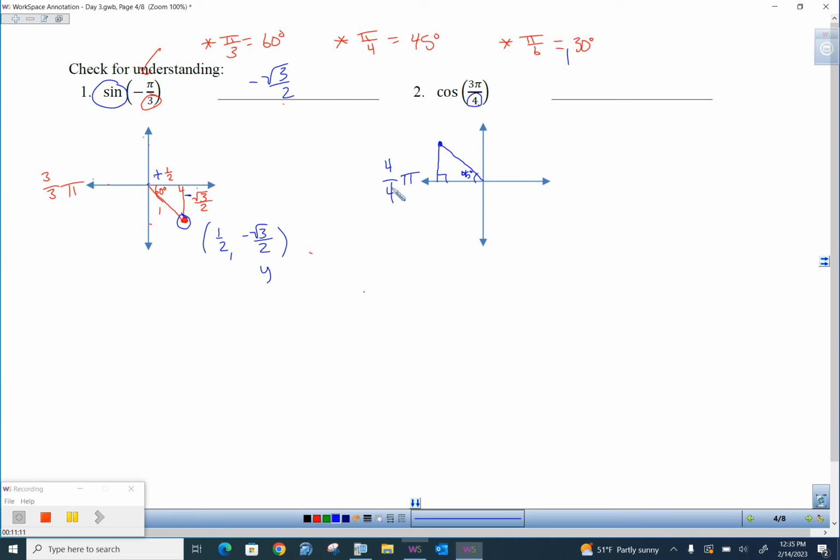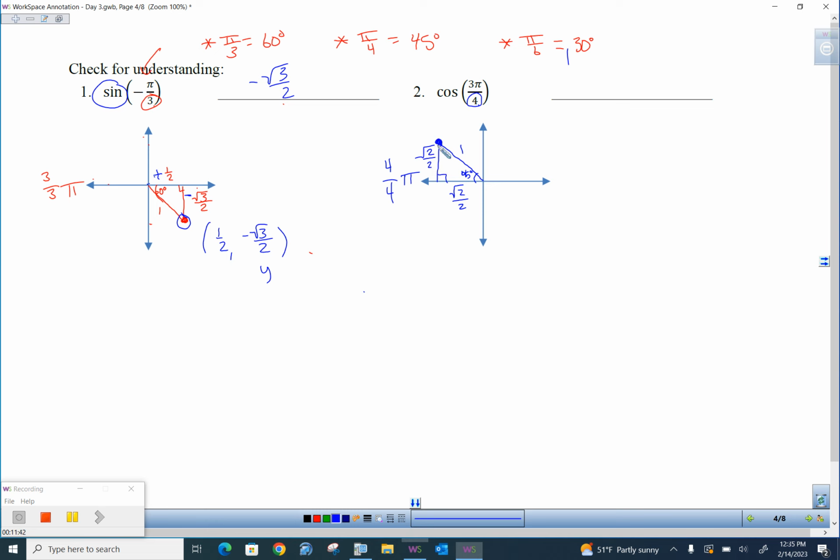Because, remember, if this is 4/4 and this is 3/4, it's 1/4 away, or 45 degrees away from that 180. And we're going to mark our sides. The hypotenuse is 1. Our other two sides, this is a 45-45 triangle. Our other two sides are the same length, and that was our square root of 2 over 2. Same thing as on the last one.